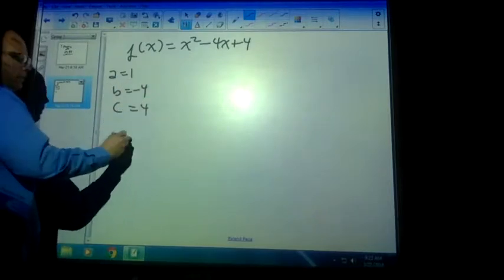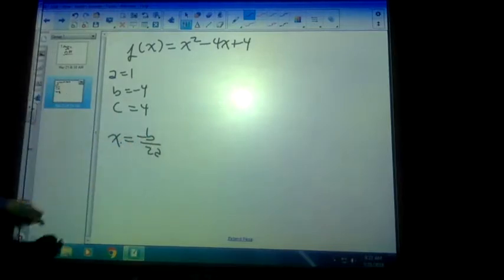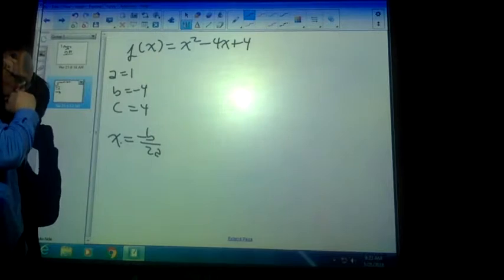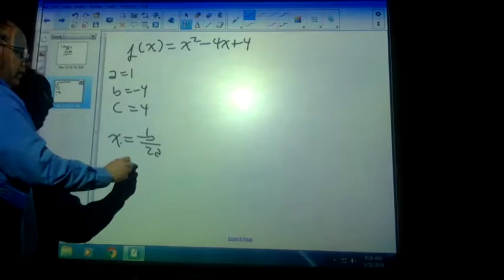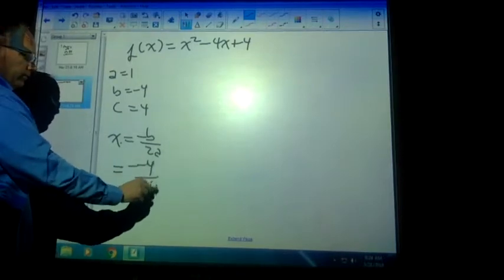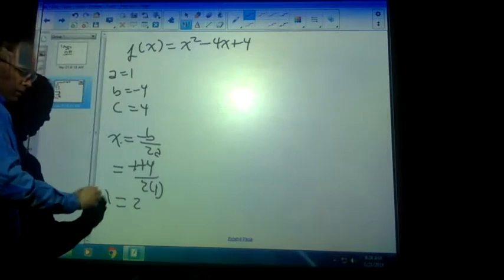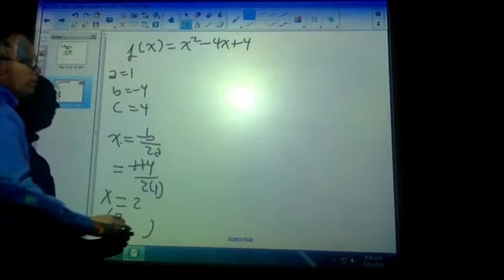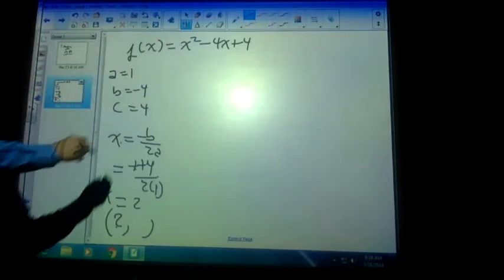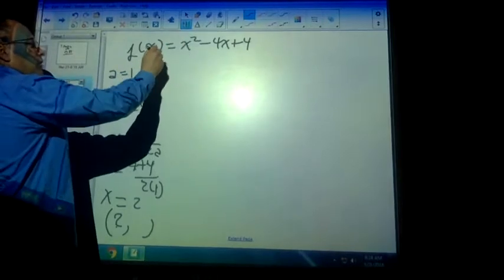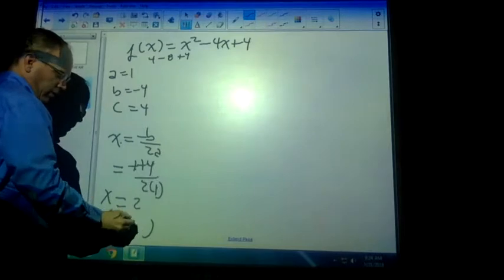And we're going to use x equals negative b over 2a. That's going to find us the axis of symmetry, and also the x value of the vertex. So I'm going to get negative negative 4 over 2 times 1. That's plus, so that's 4 over 2, which is 2. So my vertex is going to be 2 comma... So I got 2 squared, that's 4, minus 4 times 2, negative 8, plus 4. That gives me 0.